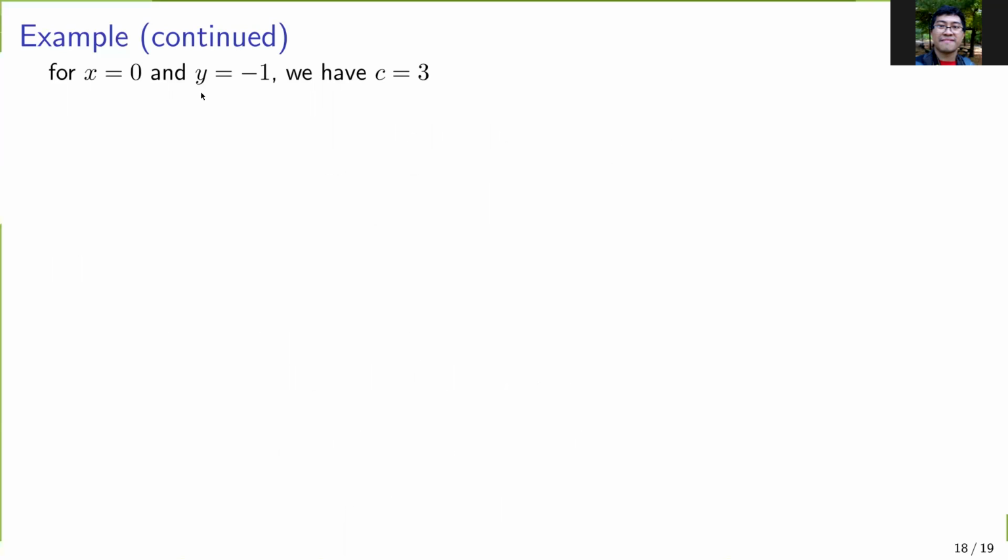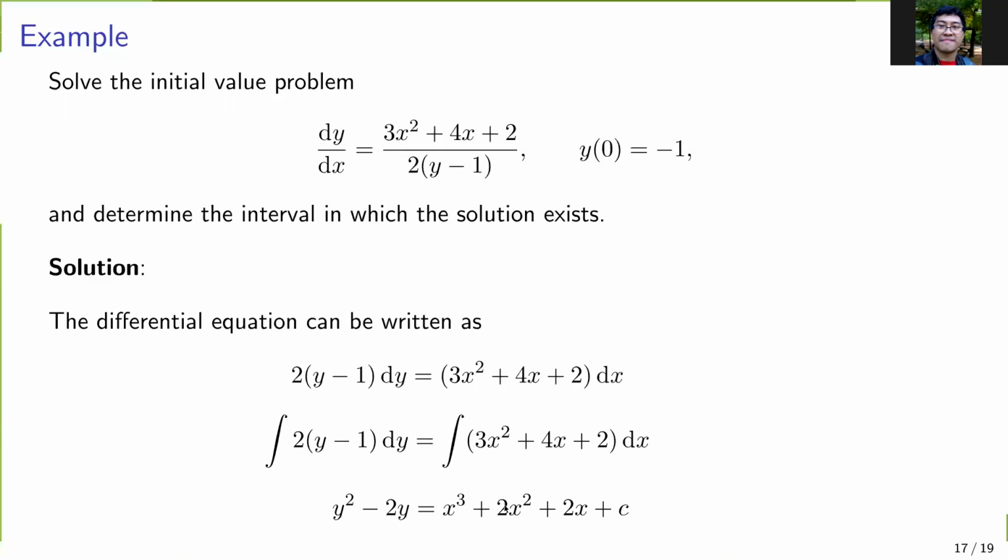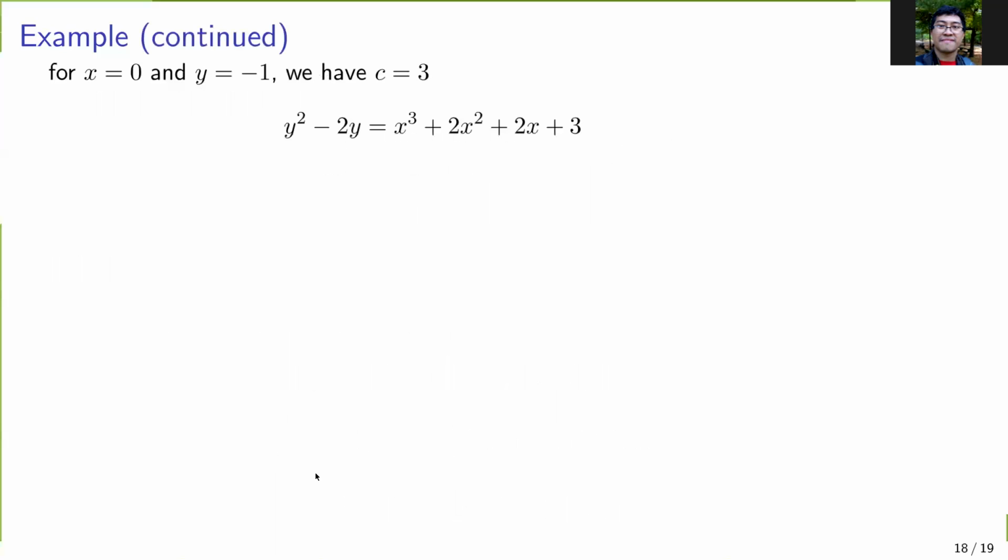For x equals 0 and y equals -1, let me go back to the previous slide. So x being 0 and y being -1, this is 1 minus 2 times -1, that's 3. All of these are 0, so c equals 3. We can write this expression for our solution. This is the final form of our solution, but it's written implicitly.